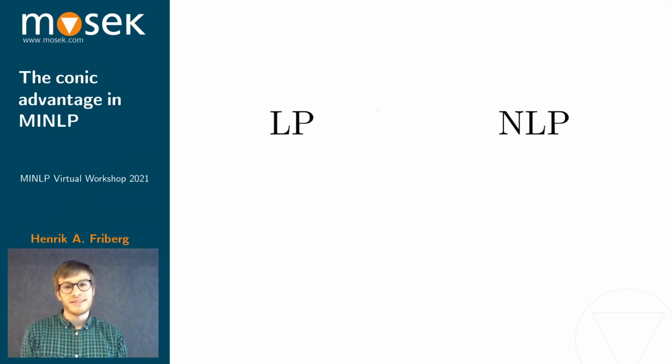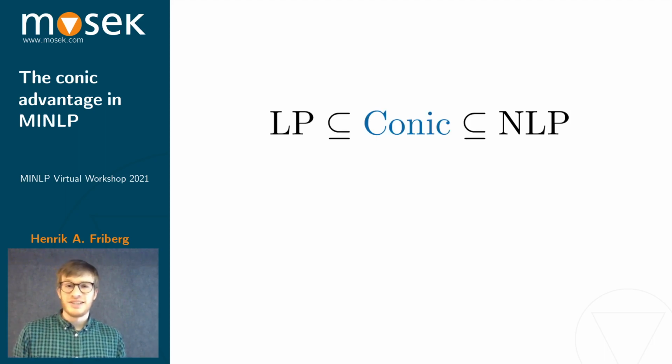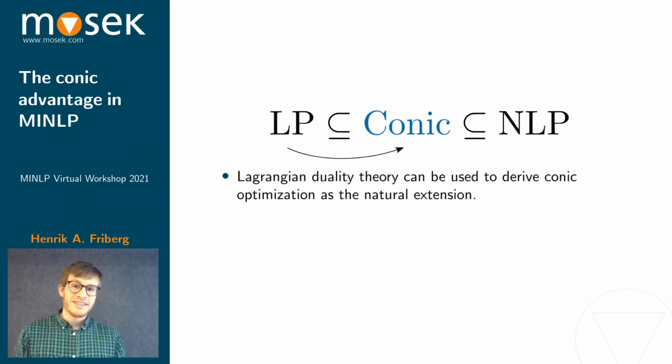If you pick up a classic textbook on optimization, you'll most likely find the definition of two problem classes, linear programming and nonlinear programming. These are in some sense the extremes, ranging from the most simple to the most general. It's therefore no surprise that conic optimization is a problem class in between. What may surprise you, however, is that Lagrangian duality theory, known and loved in linear optimization, can be used to derive conic optimization as the natural extension of results. This explains the many nice dual properties found in conic optimization.